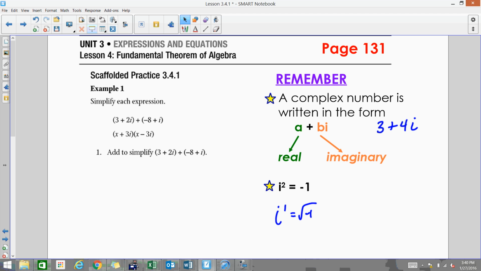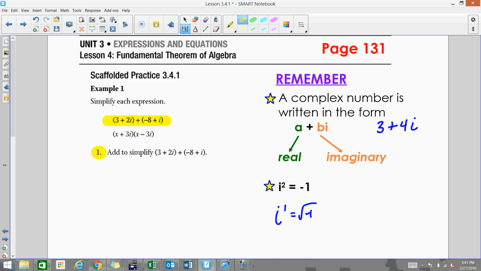So let's take a look here. Example number 1 on page 131. Sorry if I didn't say that. Take out page 131. All right, flip to it. And what we're going to do is simplify each of these expressions. There are two expressions here, all right? We're going to do one at a time. I don't know why the book does it like this, but we're going to start with this one, all right? And that's where number 1 starts.